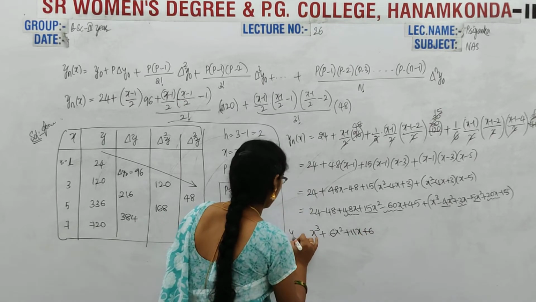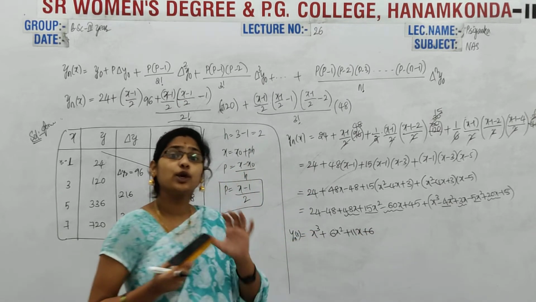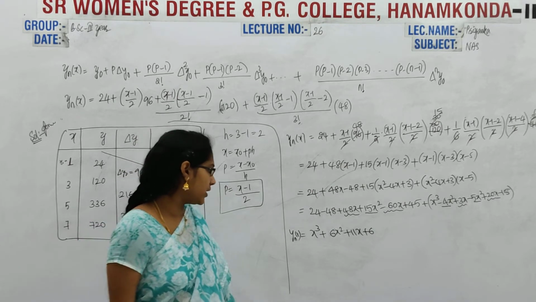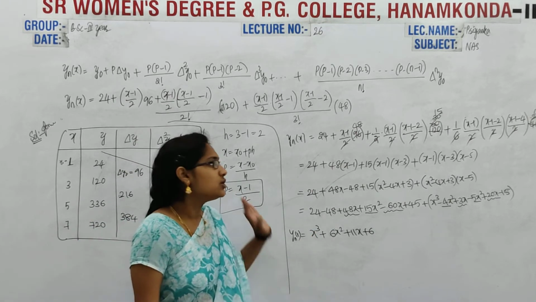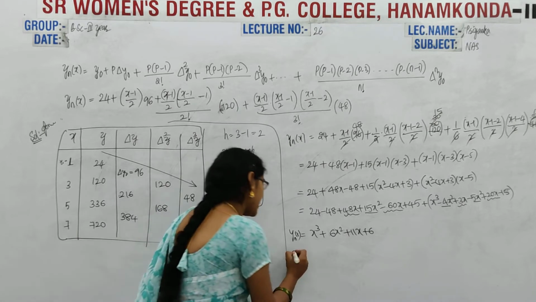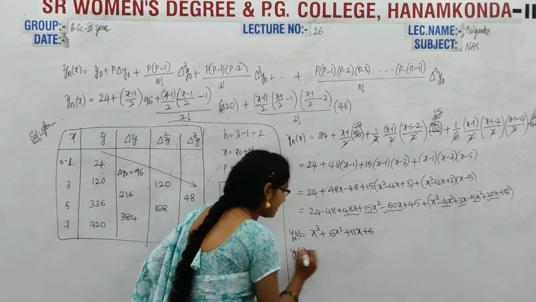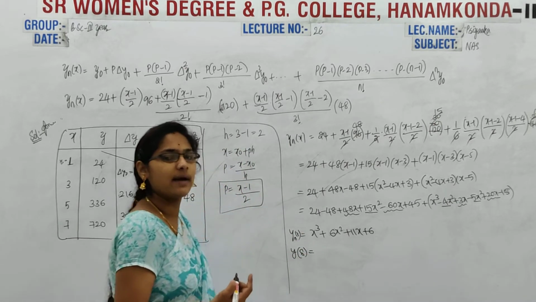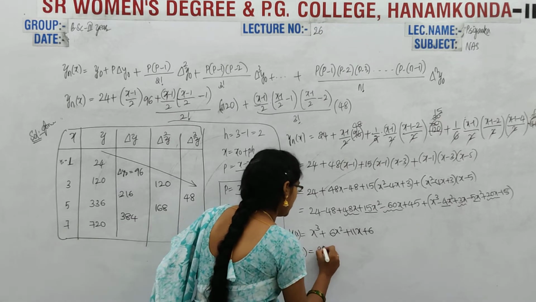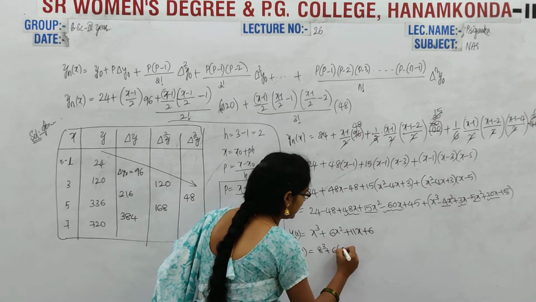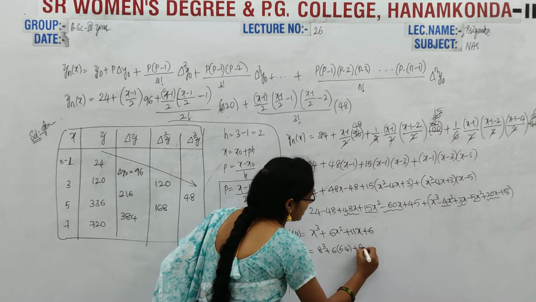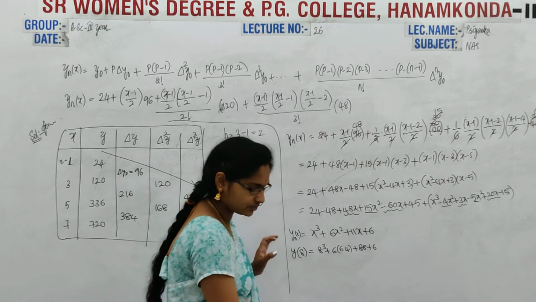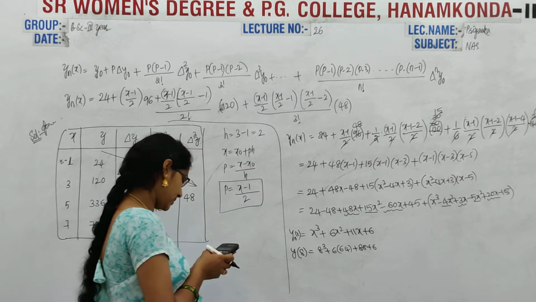This is nothing but y of x, which is a cubic polynomial. Cubic means the order is 3. Clear? So now what do they ask? They ask for y of 8. Now what do we have to substitute? In the place of x we have to take 8. Now 8 cube plus 6 into 8 squared, 8 eights are 64, plus 88 plus 6. What will be the answer?